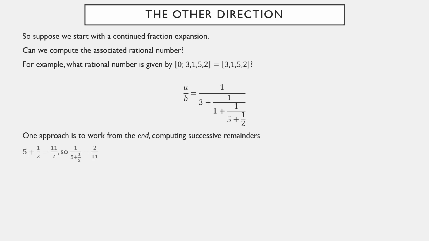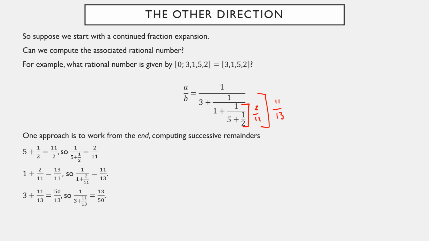computing successive remainders. So 5 plus 1/2 is 11 over 2, meaning that 1 over it is 2 over 11. So now we have 1 plus 2 over 11. Well, 1 plus 2 over 11 is 13 over 11. So 1 over that is 11 over 13. 3 plus 11 over 13 is 50 over 13. So 1 over that is 13 over 50. So the number we started with is 13 over 50.